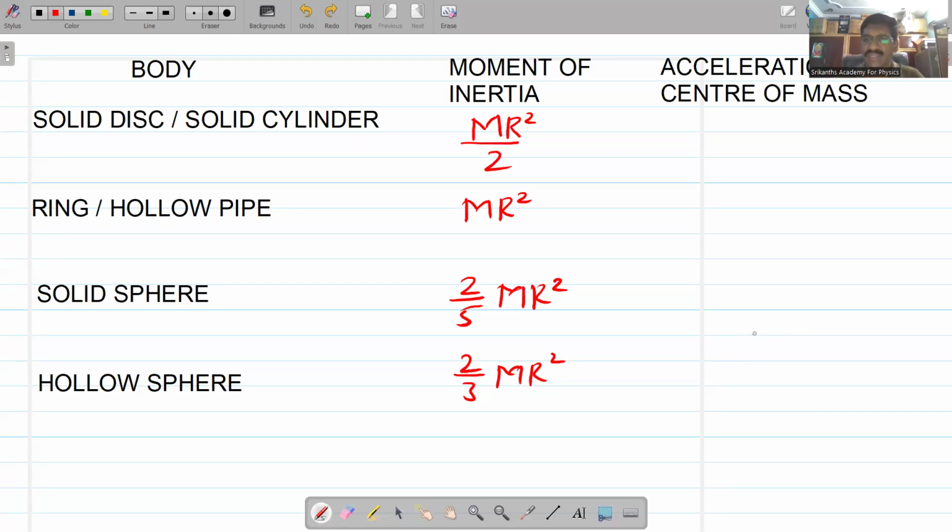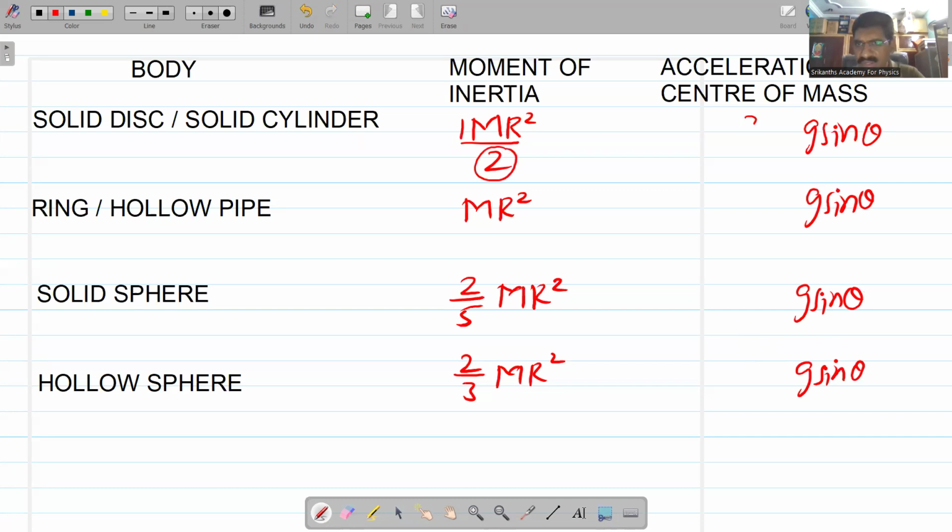So, I am trying to write the values for acceleration of center of mass for the bodies which are rolling down along the inclined plane. Remember one thing, all of you: for all the values, g sin theta remains a common term. The same term, g sin theta, is common for all the values. Okay. And here we have m coefficient as 1, denominator as 2.